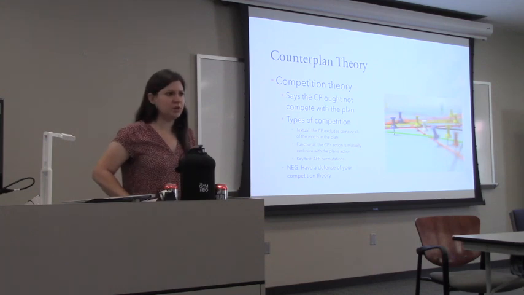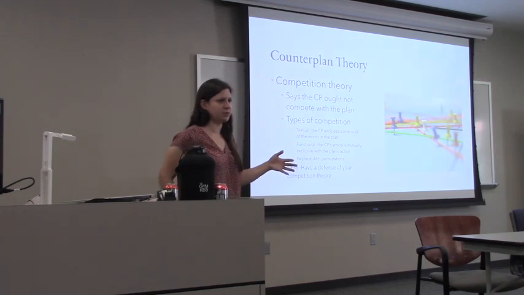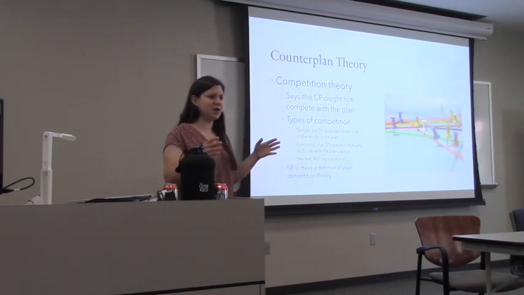Functional competition is sort of the idea of textual competition, excluding some or all of the words in the plan, means that the permutation, or the idea of doing both the plan and the counterplan, is impossible because you can't both do a thing and then do a thing that does not include that part of it.